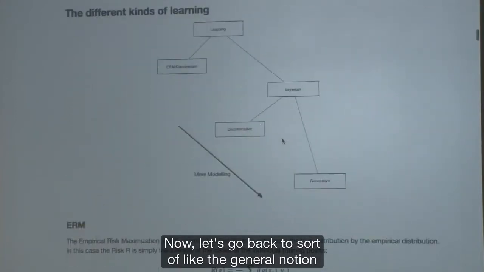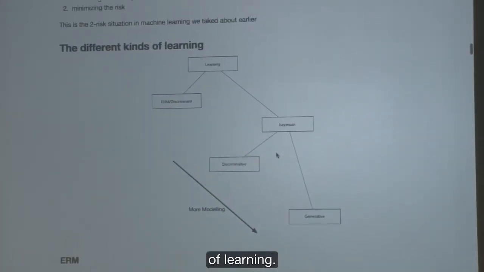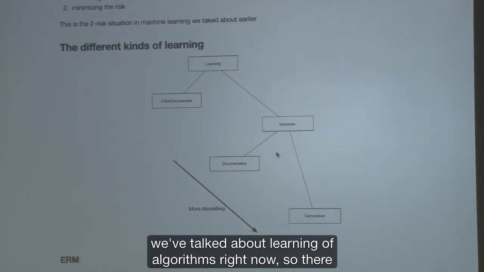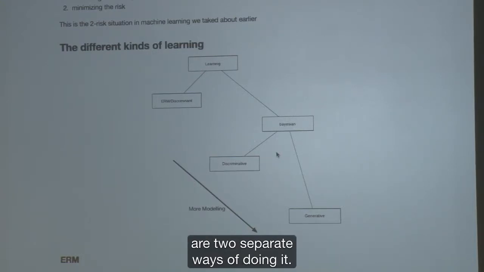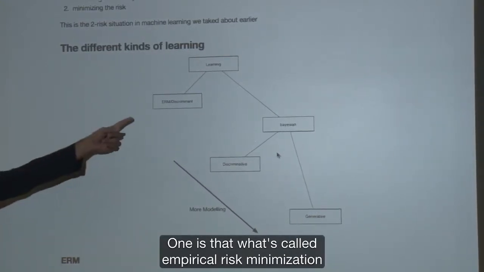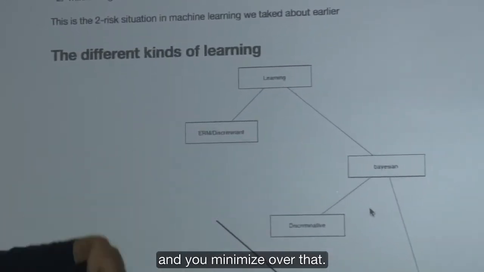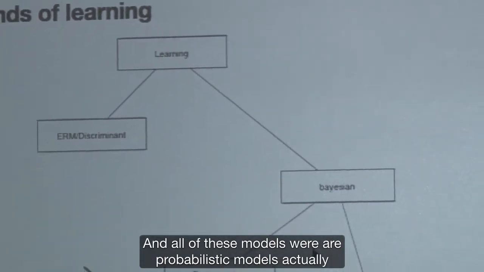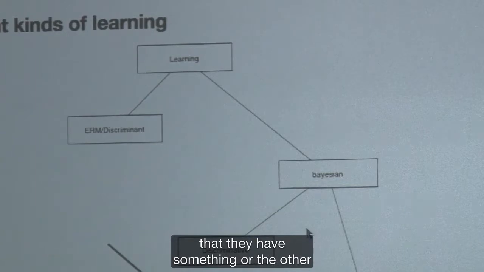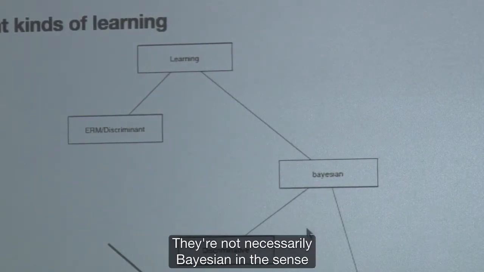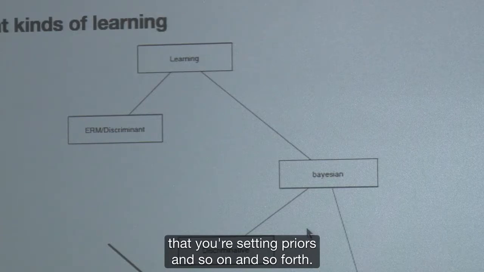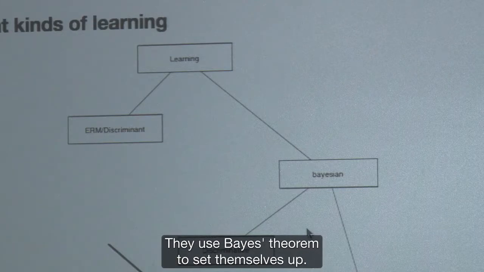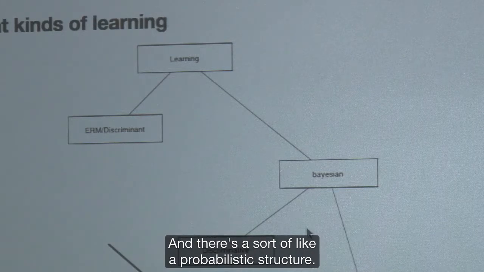Now, let's go back to the general notion of learning. I drew this little diagram to show that the way we've talked about learning algorithms, there are two separate ways of doing it. One is what's called empirical risk minimization, where you just take all the samples and you minimize over that. And the other is to actually try and get a probabilistic model for it. All these probabilistic models actually turned out to be Bayesian in the sense that they have something or other to do with Bayes' theorem. They're not necessarily Bayesian in the sense that you're setting priors and so on. But this is what I mean by the phase one of the Reverend Bayes. They use Bayes' theorem to set themselves up, and there's a probabilistic structure.